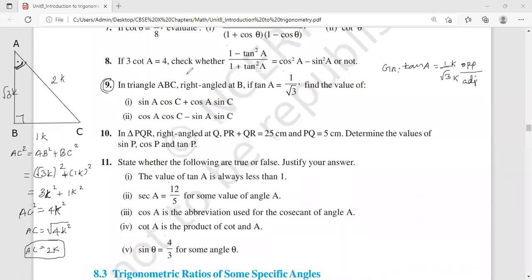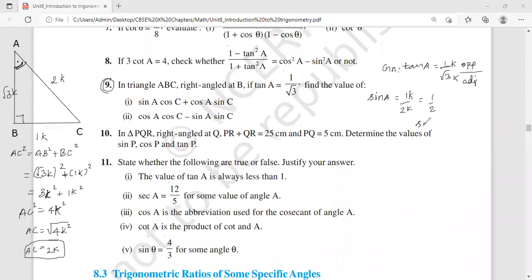Now having all three sides, we are going to find out whatever they are asking in the question. What is expected? Sin A is expected, cos A is expected, sin C is expected, and cos C is expected in both the subdivisions. So we are going to find the values of them. Sin A, please look at the board. Sin A is nothing but opposite by hypotenuse, which is 1k by 2k. That is the formula for sine. The k and k will get cancelled and you will get 1 by 2.